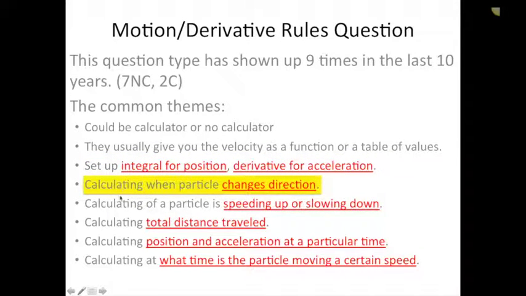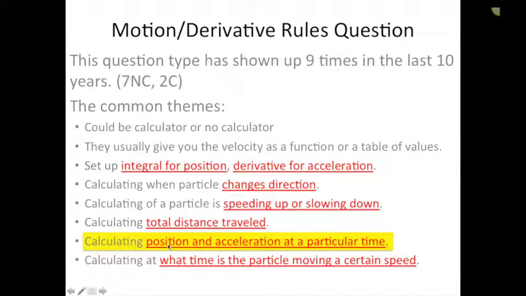And here are these derivative rules. Changing direction means the velocity is equal to 0, so we have that first derivative rule. Speeding up or slowing down is when the acceleration and the velocity have the same sign. So here's the second derivative rule. Total distance traveled is using the absolute value function when we integrate.